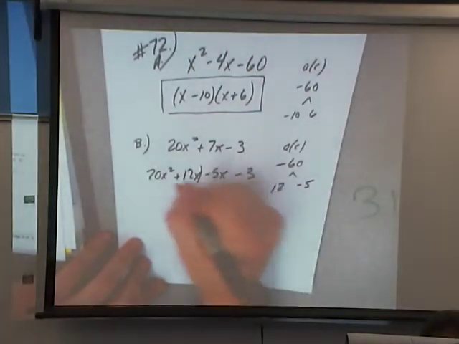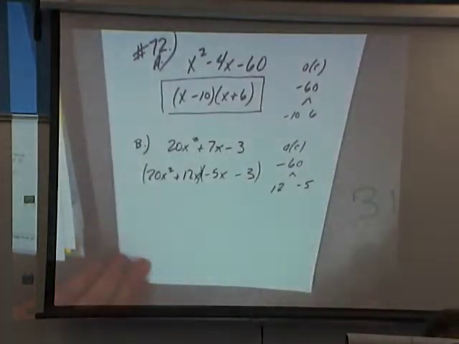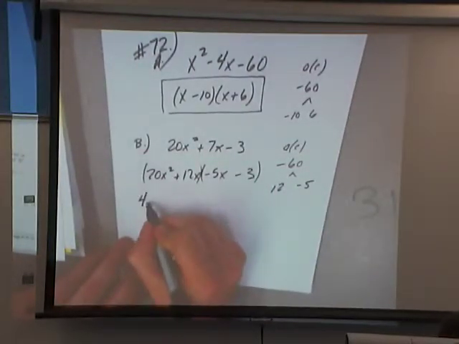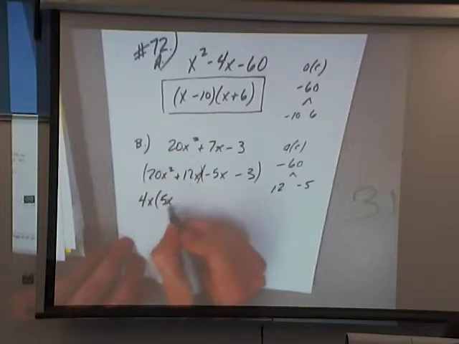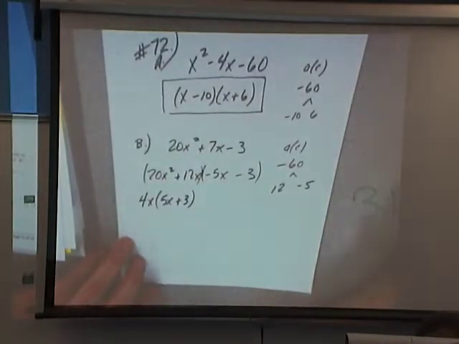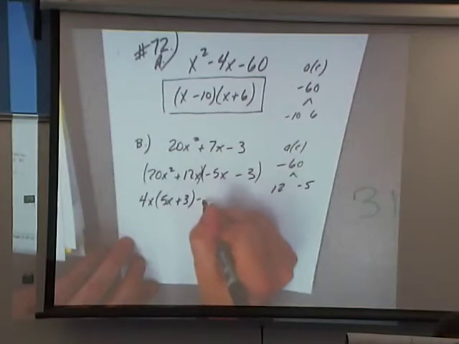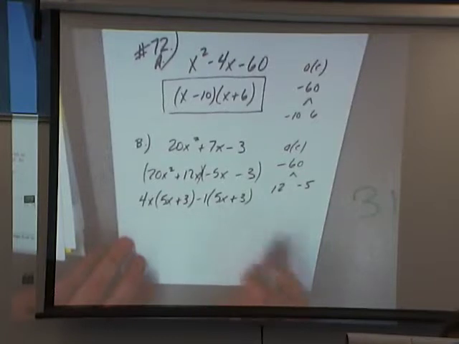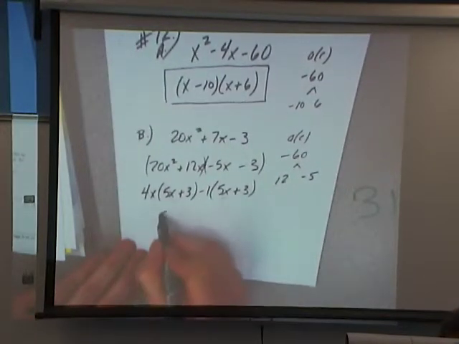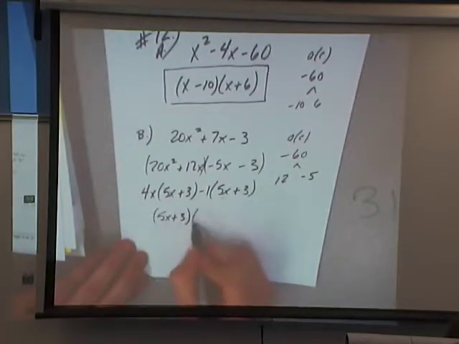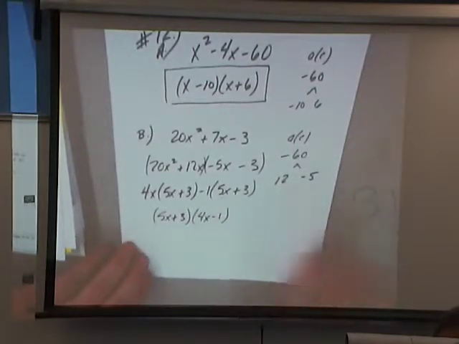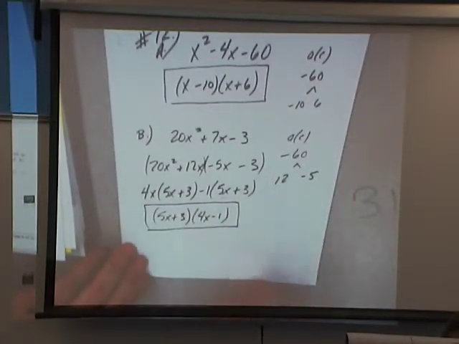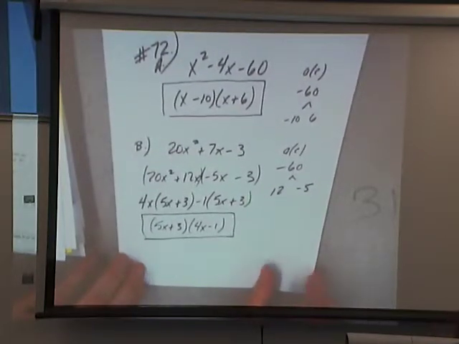Now group it by 2's. What can I pull out of the first grouping? 4x. That'll leave 5x plus 3. And now the second grouping, pull out a negative 1. So that'll leave 5x plus 3. What's inside the parentheses is the same, so I know I did it right. So that's 5x plus 3 and 4x minus 1. Questions on those?